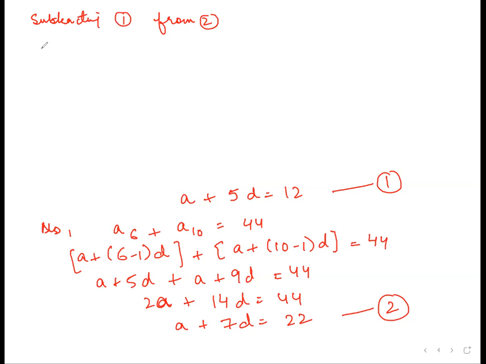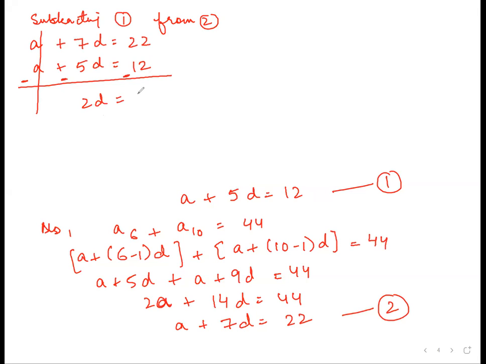So from 2 I'm doing, so I'll write the 2 on the top. So a plus 7d is equal to 22. Then a plus 5d is equal to 12. So that's how you subtract. Now, since I'm subtracting, I'm going to change the sign. It's understood, but just to avoid mistakes, we mention it here. Yes, it should be in your mind, but just to make things clear, we change the sign here. So a minus a is 0, right? And then 7 minus 5, 2d. And 22 minus 12 is how much? 10. And d is equal to 5. Fine?